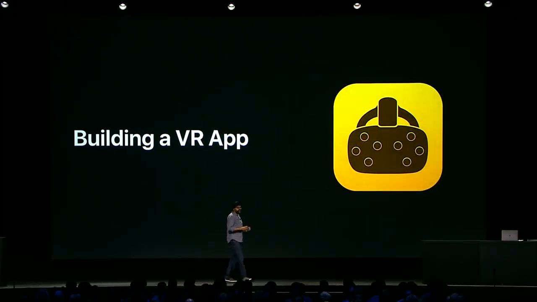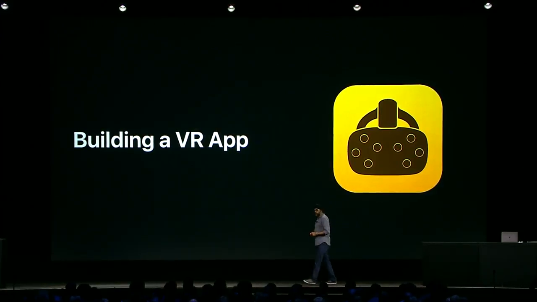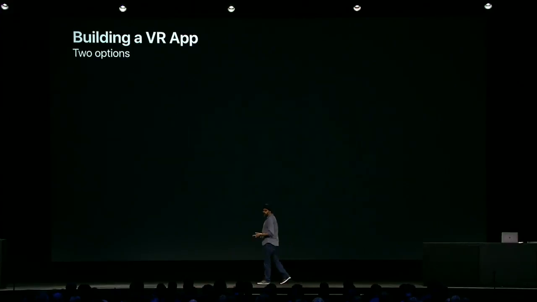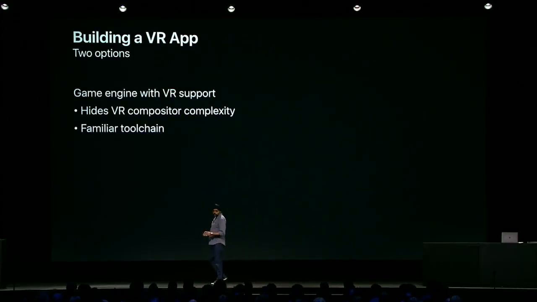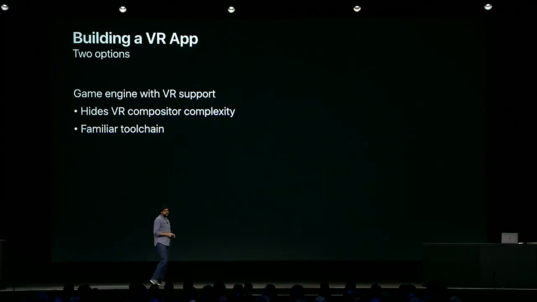All right, now that you have built-in support for a VR headset, a VR compositor with SteamVR, and an API to write to, let's dive right into how you build a VR app. Well, you have 2 options. Your first is to use an existing game engine that has VR support. And this is a great option that many developers prefer because it hides some of the complexities of the VR compositor. It also provides a familiar content creation toolchain.